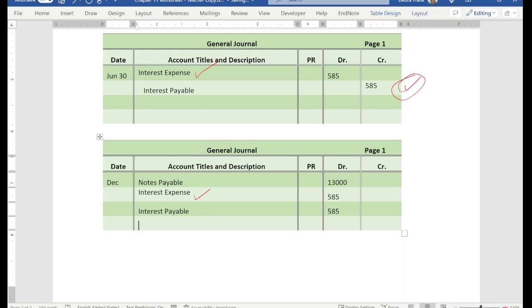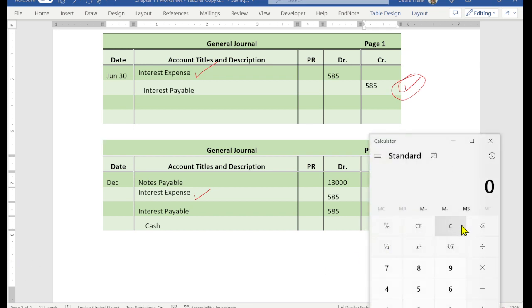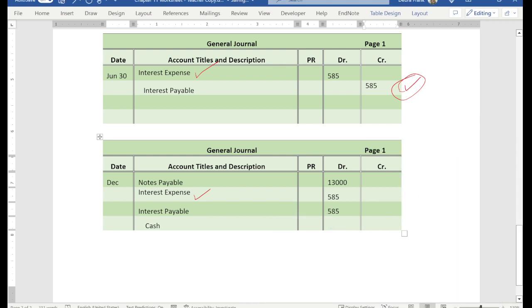And what are we paying? We're paying cash. So we're going to have to add these all up, and that would be our total for cash. We can just go ahead and do that. So we owe $14,170 for cash.